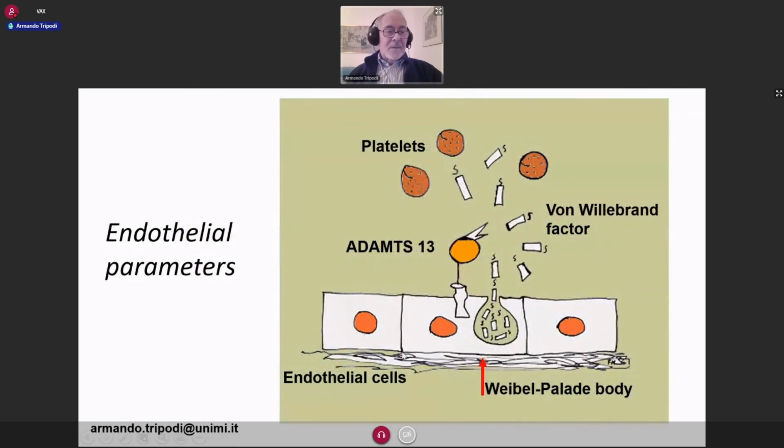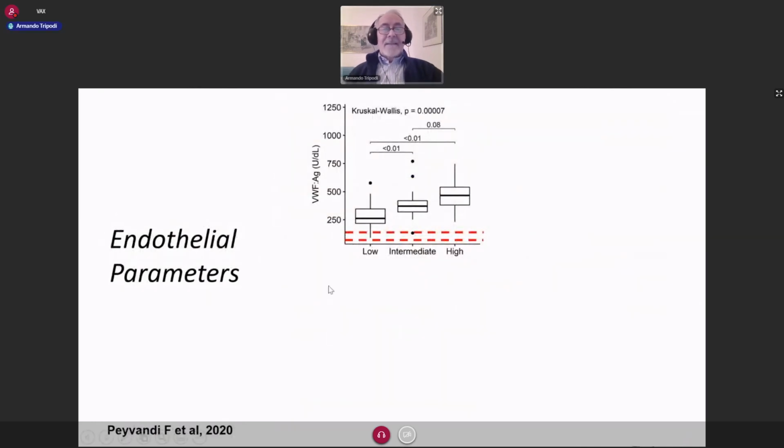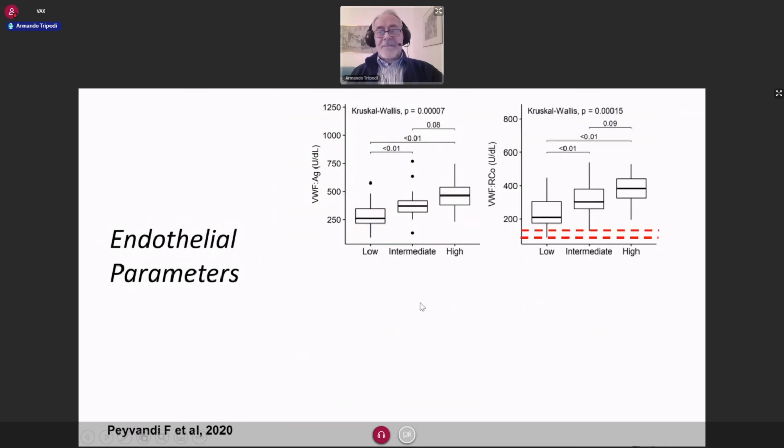Then we investigated also endothelial parameters, and here we looked at the von Willebrand factor and ADAMTS-13, which is the protease able to degrade von Willebrand factor, as you know. These are the results, the distribution of results of von Willebrand factor antigen in the three groups. And again, you see that all the patients had von Willebrand factor antigen which was much higher than the upper limit of the normal range. And again, there was a very close correlation between the three groups.